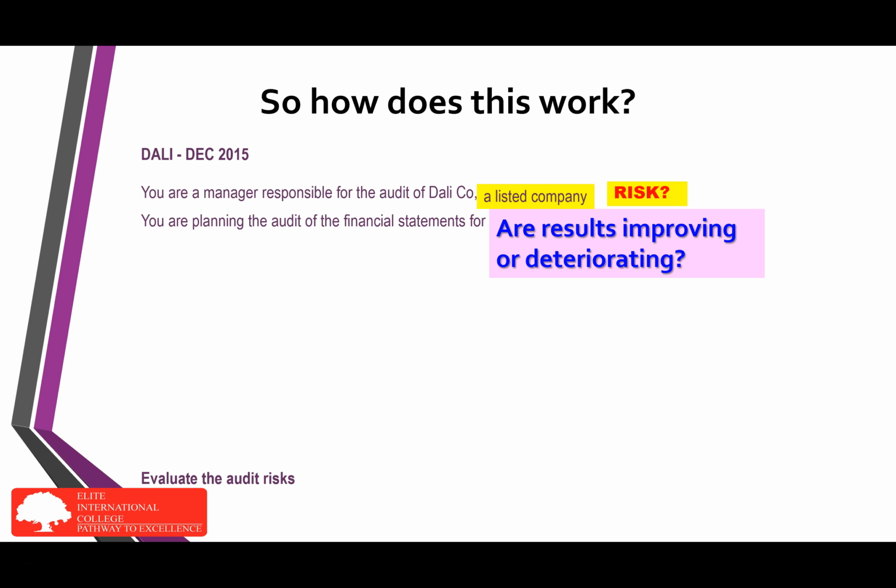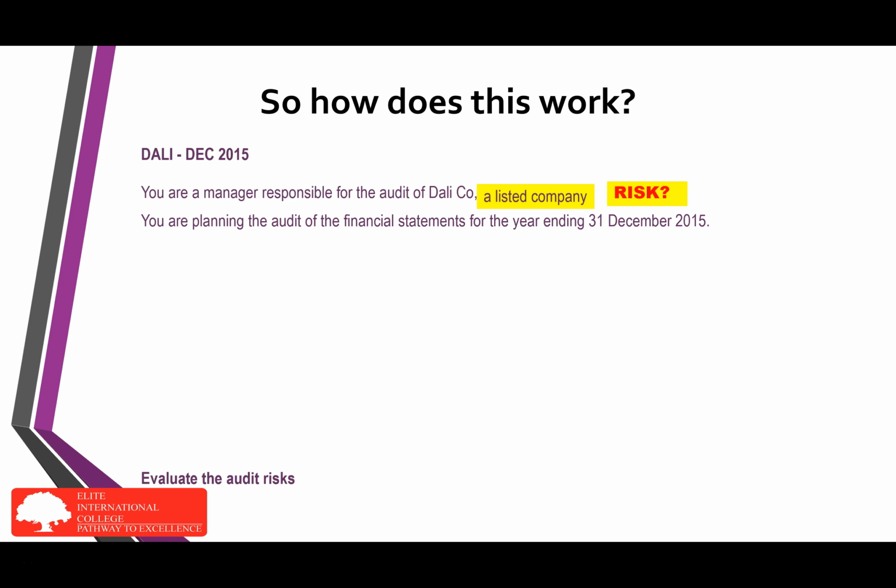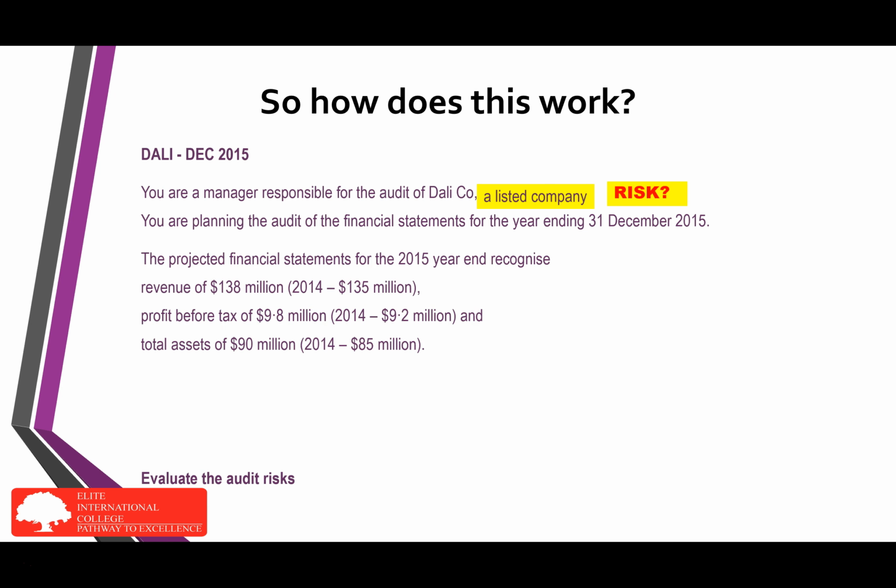Now let's read further to find this information. The question says, projected financial statements for 2015 year-end recognize revenue of 138 million. The previous year was 135 million. This shows a revenue increase of 2.2%. It also says profit before tax of 9.8 million, previous year 9.2 million, and this gives rise to an increase in PBT of 6.5%. So what does this mean?